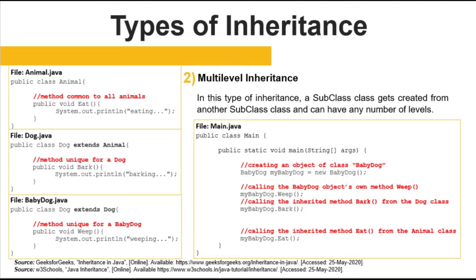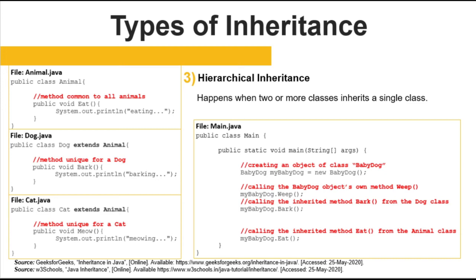When there is a chain of inheritance, it is known as multi-level inheritance. In this type of inheritance, a subclass gets created from another subclass and can have any number of levels. This shows the idea of having a grandparent superclass, a child subclass of the grandparent class, and a grandchild subclass of the child class. As you can see in the example given, the BabyDog class inherits the Dog class, which inherits again the Animal class. So there is multi-level inheritance.